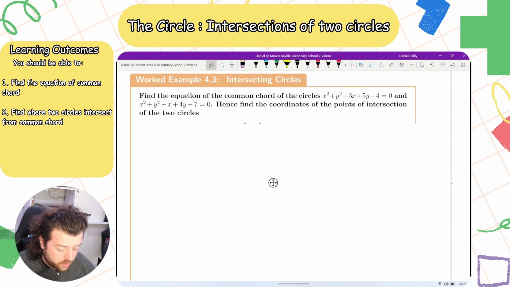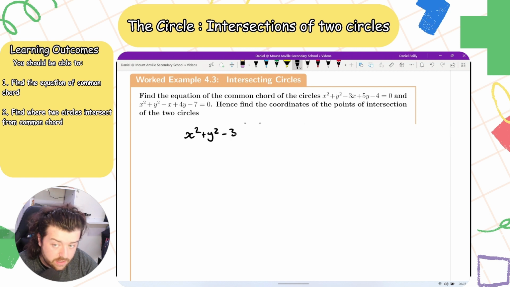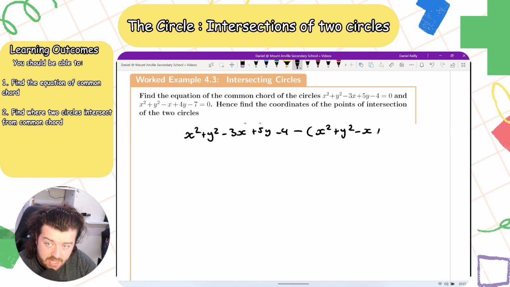Find the equation of the common chord of the circles x squared plus y squared minus 3x plus 5y minus 4 equals 0, and x squared plus y squared minus x plus 4y minus 7 equals 0. Hence, find the coordinates of the points of intersection. So, first step, we take them away. It's x squared plus y squared minus 3x plus 5y minus 4, and I am subtracting x squared plus y squared minus x plus 4y minus 7, and this is all equal to 0.